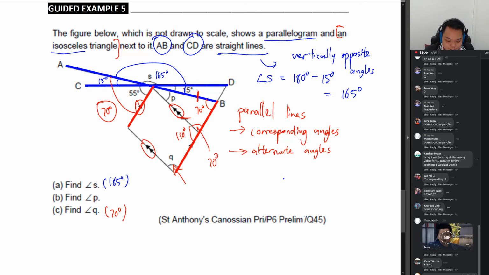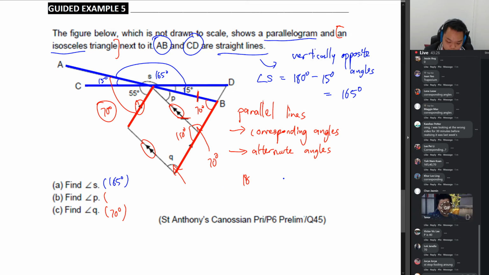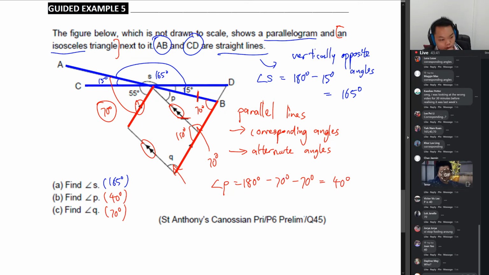So, if that is the case, angle P would just be 180 degrees minus 70 degrees minus 70 degrees to give you 40 degrees. Okay?